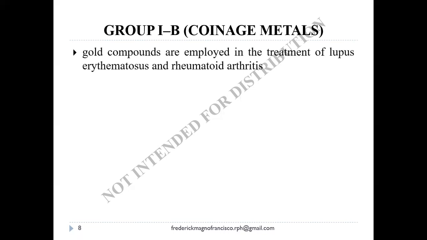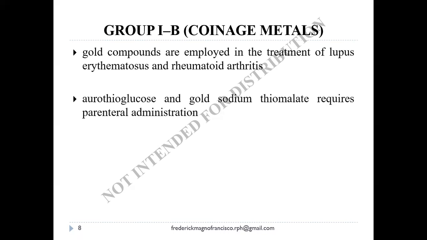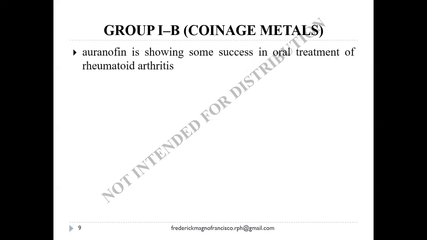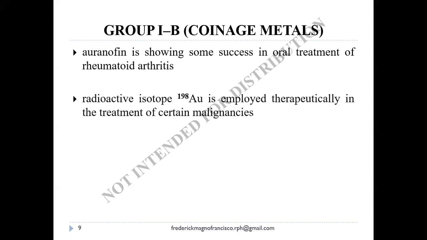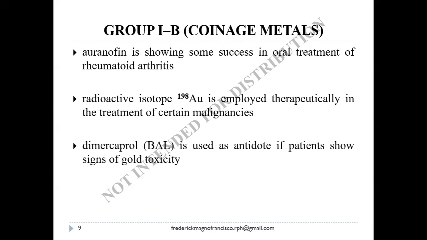At the present time, gold compounds are employed in the treatment of lupus erythematosus and rheumatoid arthritis. Because aurothioglucose and gold sodium thiomalate are gold compounds that are absorbed poorly when given orally, parenteral administration is required. Auranofin is available in a tablet dosage form and is showing some success in the oral treatment of rheumatoid arthritis. The radioactive isotope gold-198 is employed therapeutically in the treatment of certain malignancies. Dimercaprol, or British anti-Lewisite, is used as an antidote if a patient shows signs of gold toxicity.